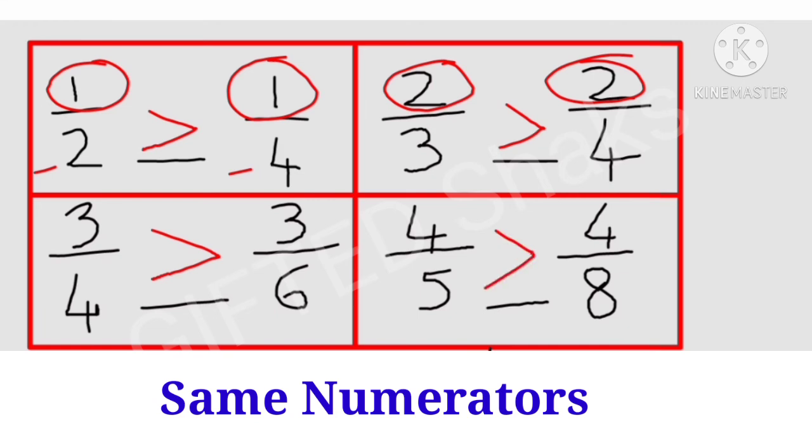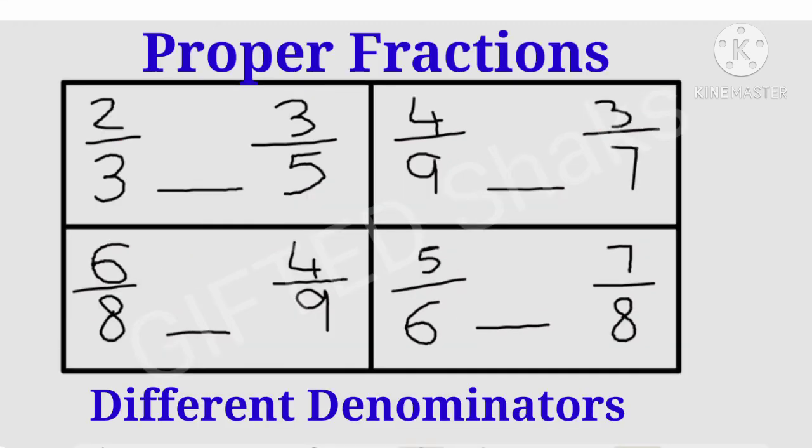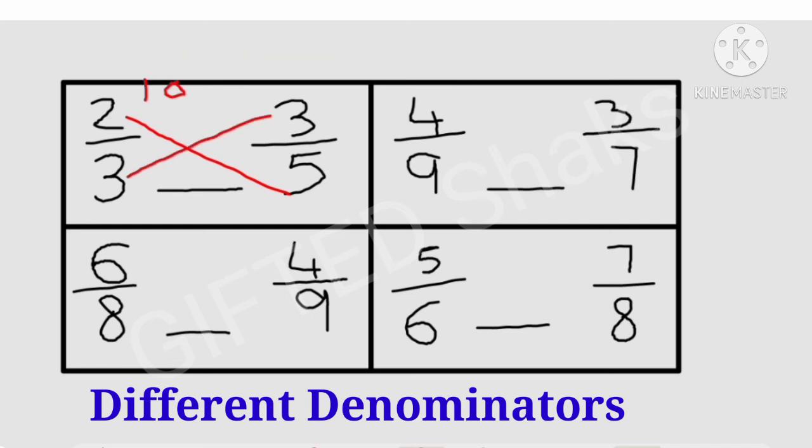Okay, let's take a different kind of example now, where you have different numerators and different denominators. As you can see here, none of the numerators are same and none of the denominators are same. They're all very different. What we will do here is, we will cross multiply. 2 5s are 10. 3 times 3 is 9. Now which one is bigger? 10 is bigger. So you have this sign here.